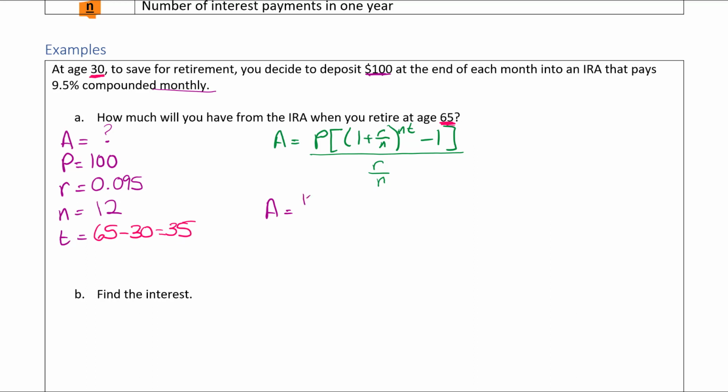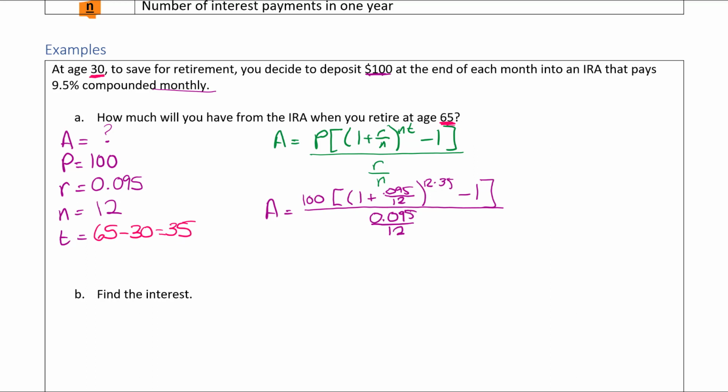P, which is 100, bracket, parentheses, 1 plus 0.095 over n, which is 12, raised to the 12 times 35, then minus 1, close your bracket. All of this is being divided by 0.095 over 12.